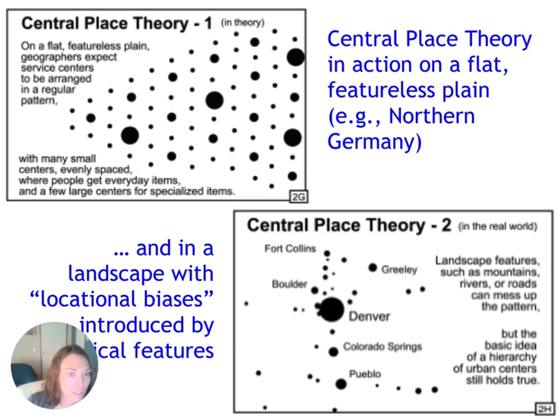So let's look at this on a flat plane. If you look here, even though the lines aren't drawn, we can see the pattern. We see the huge city in the center. We see the towns. We see the villages. This is northern Germany. But if we go to the Front Range area of Colorado, where we have rivers, mountains, I-70, I-25, it's going to mess up the pattern somewhat.